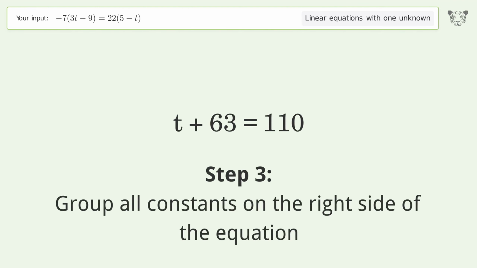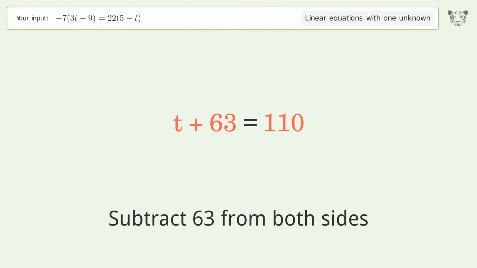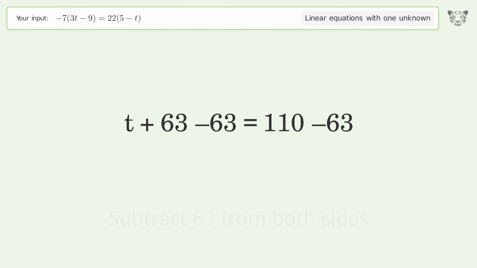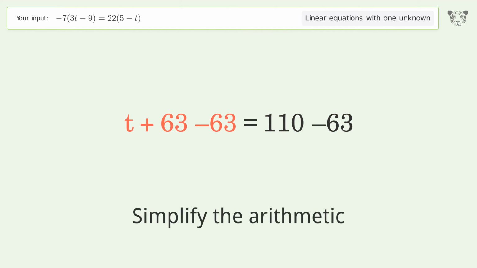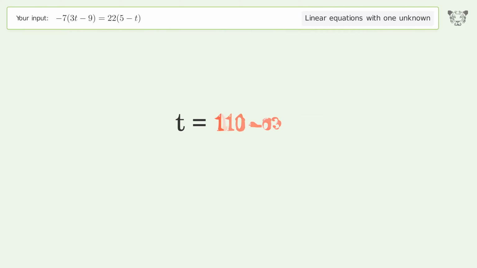Group all constants on the right side of the equation. Subtract 63 from both sides. Simplify the arithmetic. And so the final result is t equals 47.